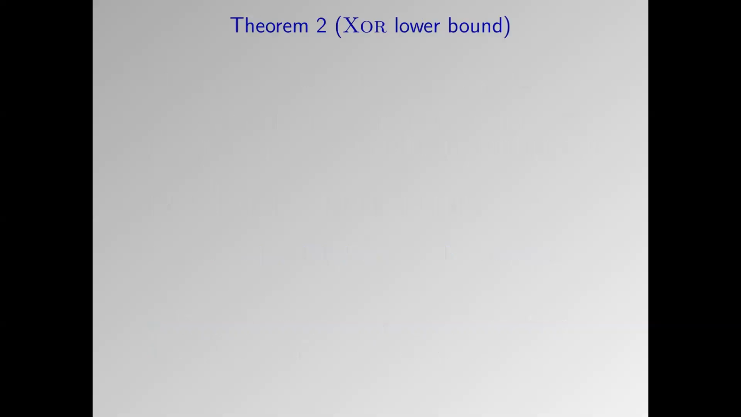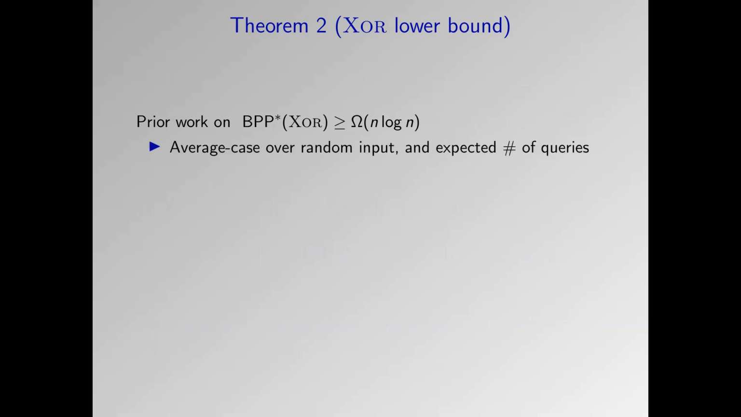Let me just mention a few things about Theorem 2, the XOR lower bound. There was some prior work on the noisy randomized query complexity of XOR. For the n log n lower bound, it was known to hold in the average case over a uniformly random input, and for the expected number of queries rather than the maximum possible number of queries. And our result gives all of this and more with a simpler proof. Our proof has a Fourier flavor, but it only takes about a page.